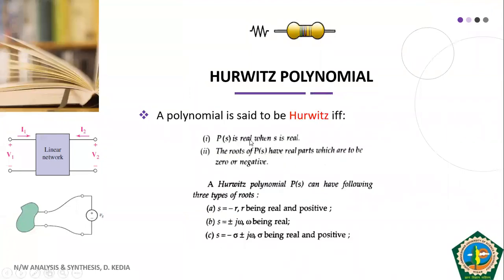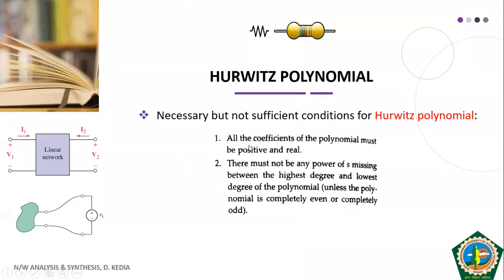this is what we had talked about Hurwitz polynomial: that P(s) is real when s is real, and another is that roots of the real part are to be 0 or negative. And we had seen that a Hurwitz polynomial can have three types of roots: real and positive, then imaginary only, and s equal to minus sigma plus j omega. Then we had talked about necessary but not sufficient conditions. These are simple conditions that we will look into at the starting point. If any of these conditions is not met, we can directly say Hurwitz polynomial is not there.